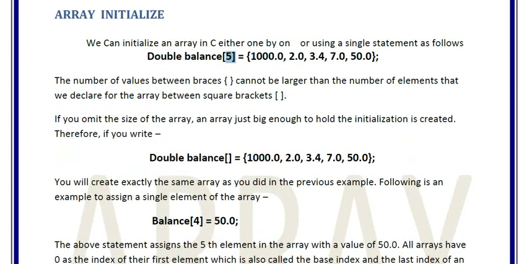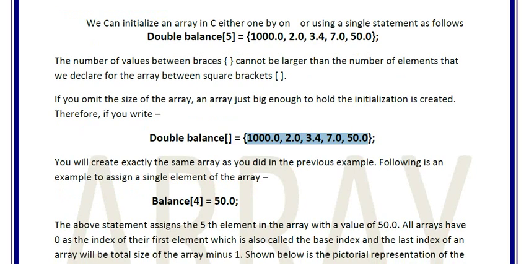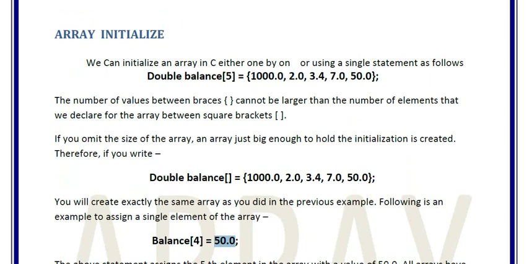We can also initialize by omitting the size. This will automatically generate the size. We can also index separately by balance, where the index number is 4 here. At index 4 we have the value 50, because this is index 0, this is index 1, 2, 3, and finally 50 is at index 4. That is why we can use balance index number 4. That means at index 4 the value is 50. Those are the methods of array initialization.